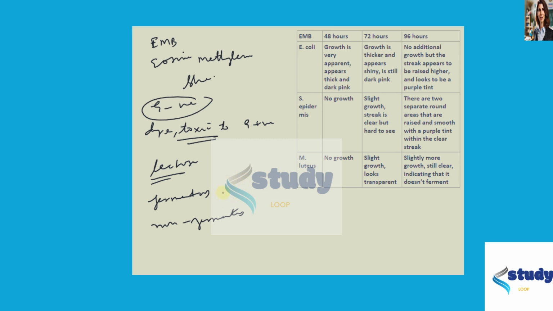So lactose fermenters form nucleated colonies with dark centers, while in case of non-fermenters there is no such thing. The first question asked is which bacteria were able to grow on EMB. The bacteria which were able to grow on EMB are E. coli and S. epidermis, as there occurs a very slight growth in case of M. luteus.